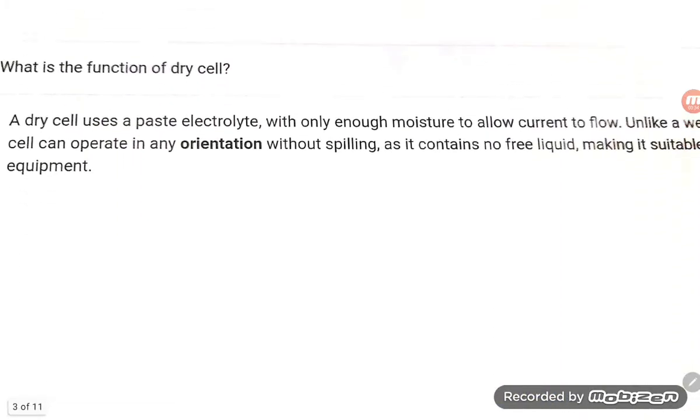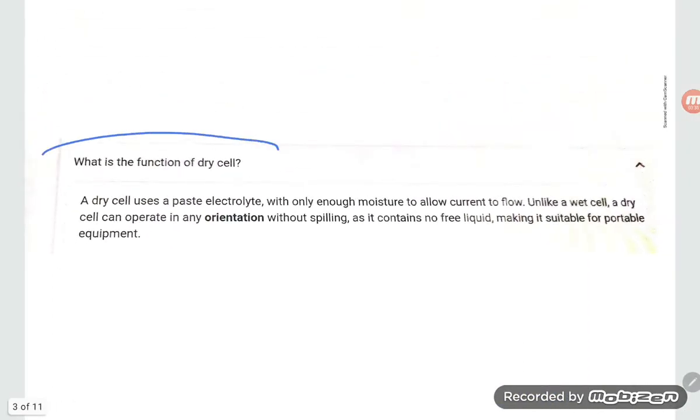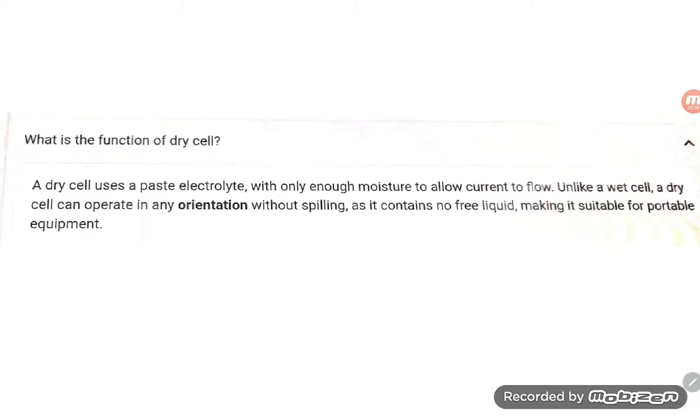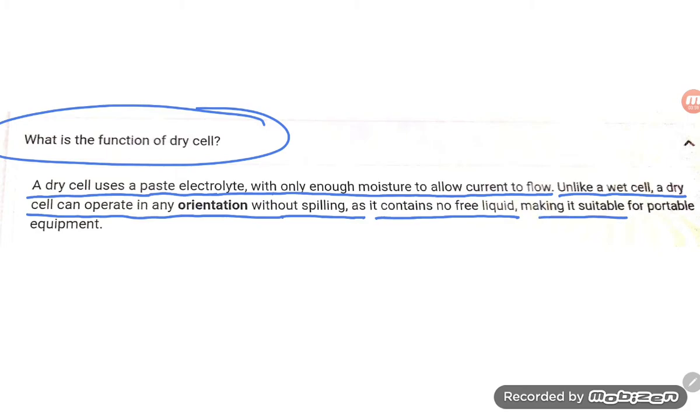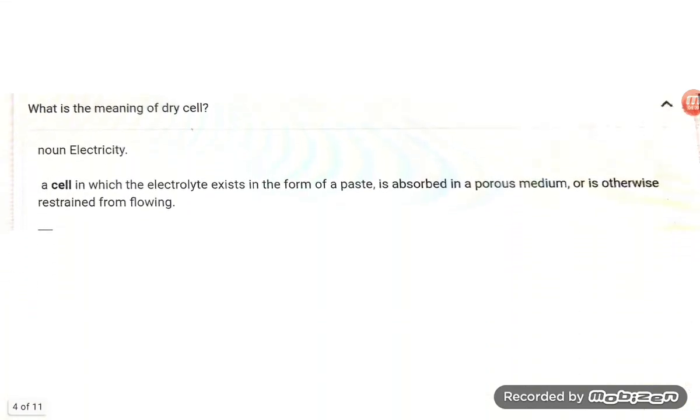Let us read some problems based on it. What is the function of the dry cell? This is the most probable question anyone can ask. A dry cell uses a paste electrolyte with only enough moisture to allow current to flow. Unlike a wet cell, a dry cell can operate in any orientation without spilling, as it contains no free liquid, making it suitable for portable equipment. So the dry cell is used in portable equipment, and it has a moist dry paste as the electrolyte.